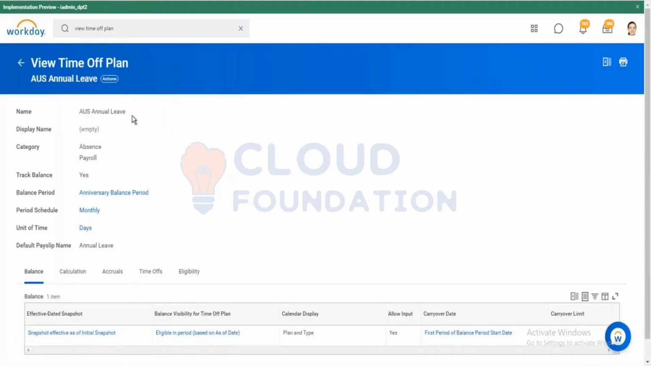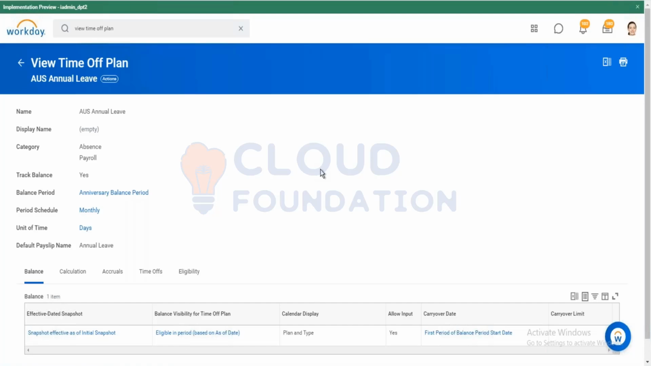This is the basic structure of time off. This is the basic structure of the time off plan. Now this is the outer structure of the time off plan. We have not moved inside. So understand time off under absence, right? Time off plan.